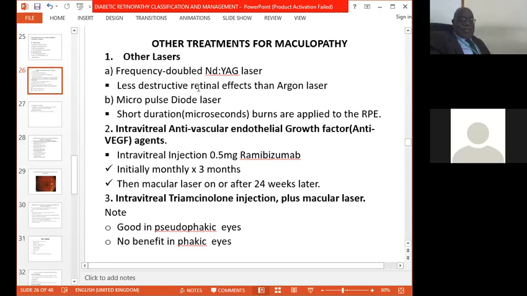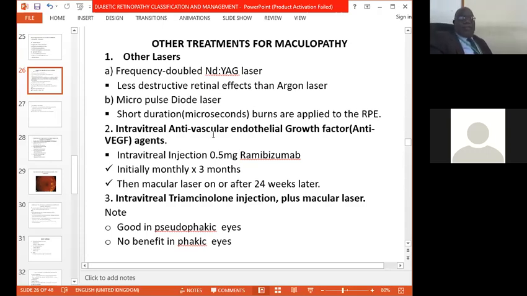So that is the importance of this laser. YAG laser, less destructive, and it has a short duration. Burns are applied to the RPE, the retinal pigment epithelium.